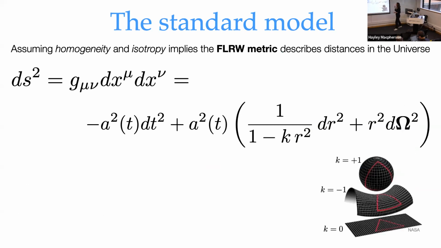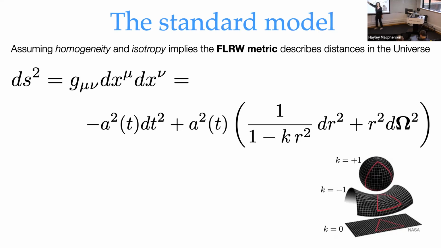And so, as I said earlier, making these assumptions of homogeneity and isotropy implies that the Friedmann-Lemaitre-Robertson-Walker, or FLRW metric, describes distances in the universe. And the metric just tells us about the geometry of our spacetime. So let me just walk through this. This ds here tells us the infinitesimal distance between two points in a given spacetime. That's all that ds is telling us. And we can write this in terms of our metric tensor, g_μν, and our distance in each of our spatial and time coordinates here.